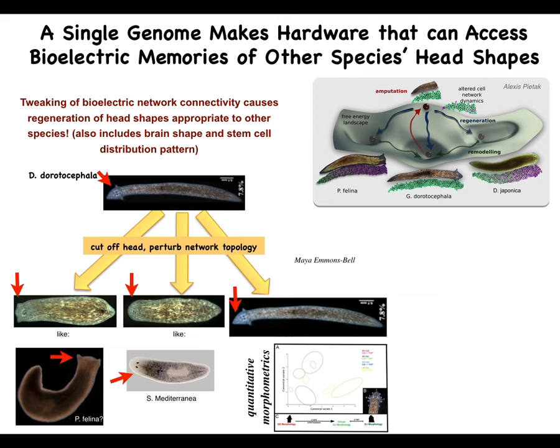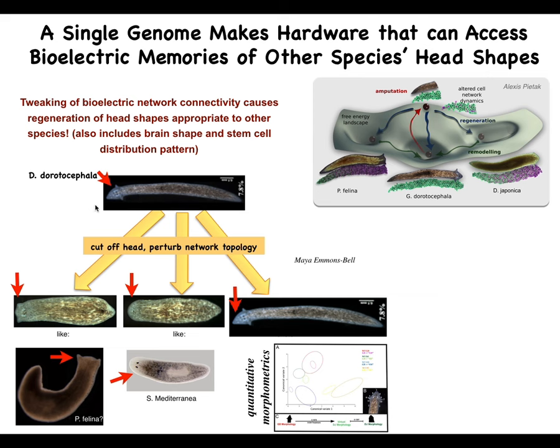For example, head shape. So here's a planarian, it's a different species with a nice triangular little head. If we amputate the head and we perturb the bioelectrical processes that are normally required for it to remember what its head shape is supposed to be, we can make flat heads like this P. felina. We can make round heads like this S. mediterranea, or of course it can make its own normal head. These animals are about 150 million years separated from these animals, but again, no genetic change here.